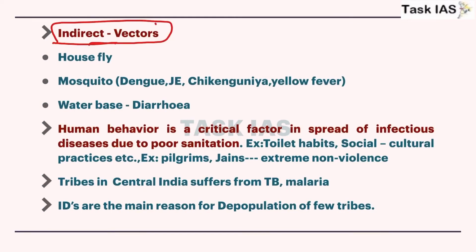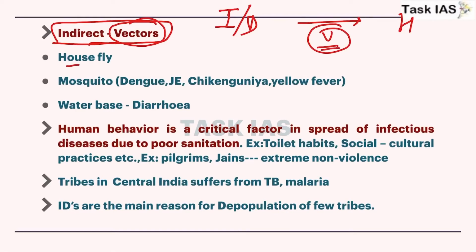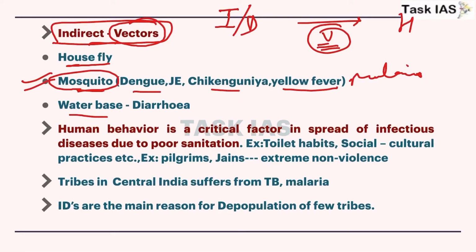That means here vectors will be used as intermediates between an infected or diseased person and a healthy person. So here the role of the vector is important. For example, housefly, mosquito and water borne. You can easily correlate with mosquito in case of dengue, chikungunya, yellow fever or malaria. So here the vector will transfer these carriers from an infected to a host individual. Now human behavior is a critical factor in spread of infectious disease.